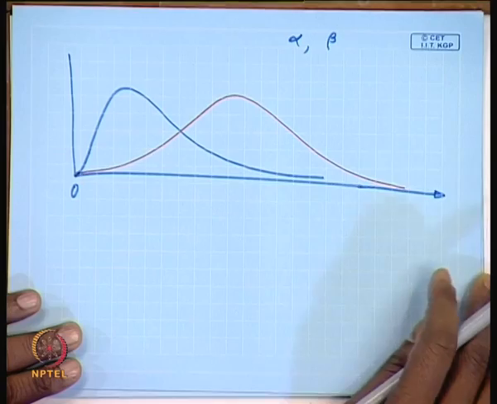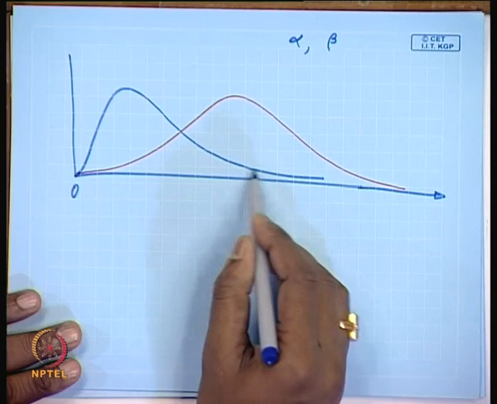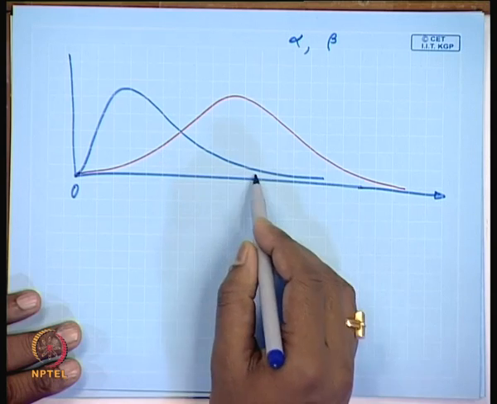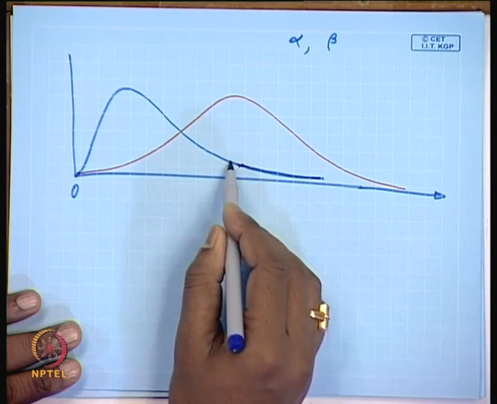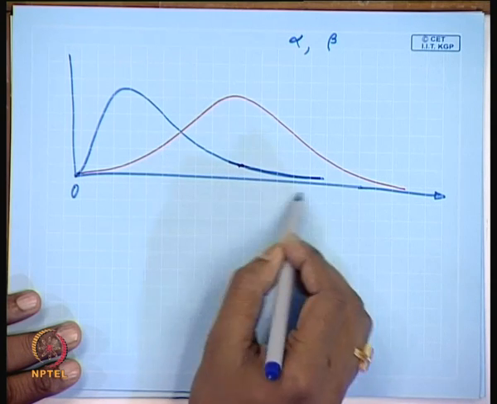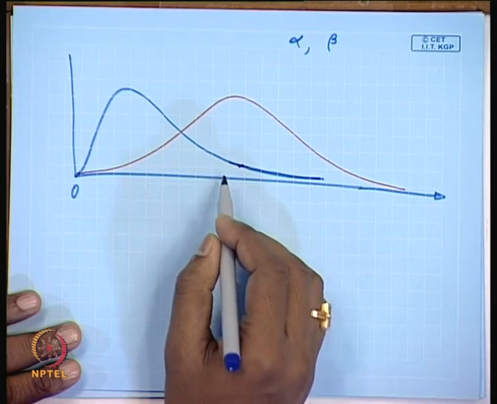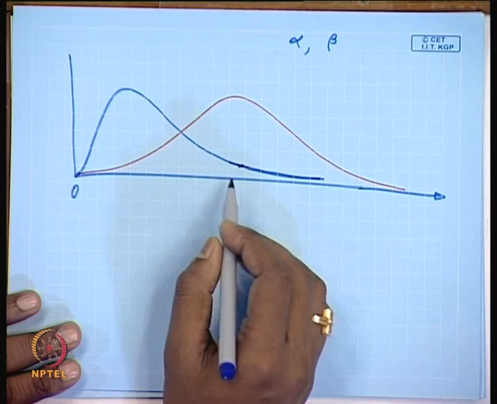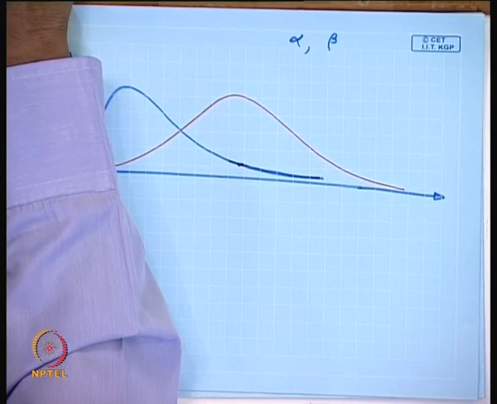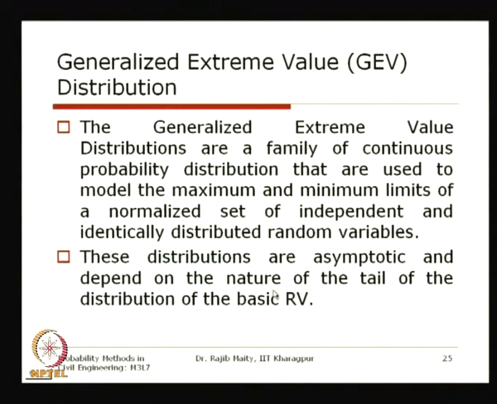For example, in the gamma distribution that we just discussed, the tail is this area, in the blue region, where generally the available data is also less, and we need some special care in this zone. This is known as the tail of any distribution. So these extreme value distributions are asymptotic, depending on the nature of the tail of the distribution of the basic random variable.